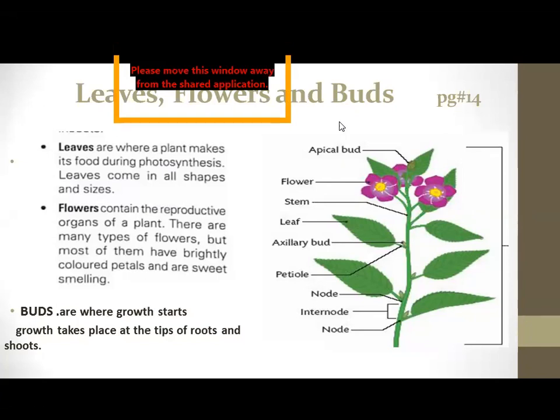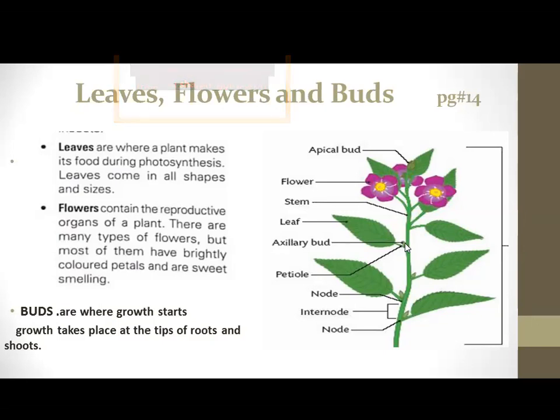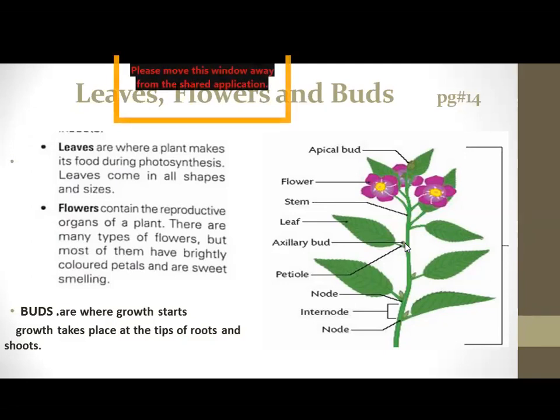Now come towards the last part of the plant, which is called buds. You can see here these small thread-like structures, small hooks. These parts are called buds, and they always grow just right above the leaves. Later on they will become stems, another branch of the plant.